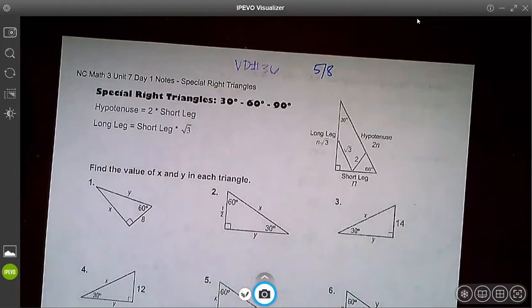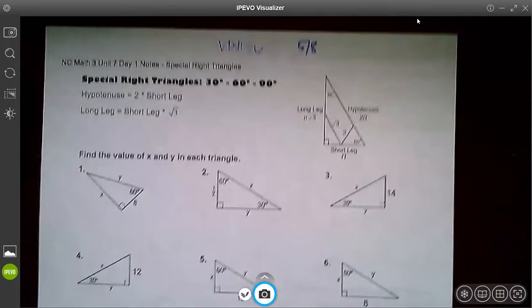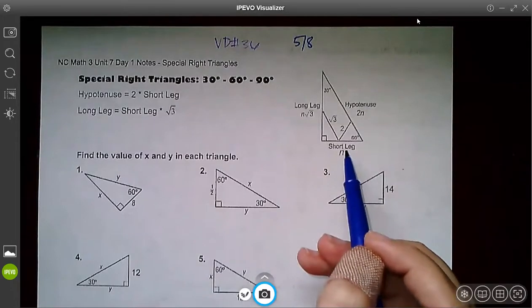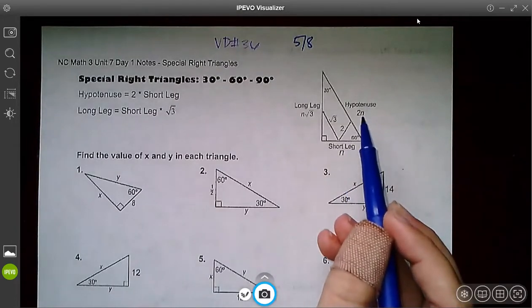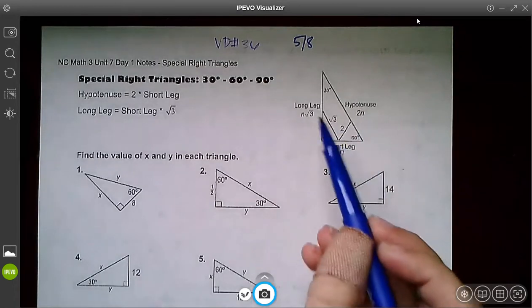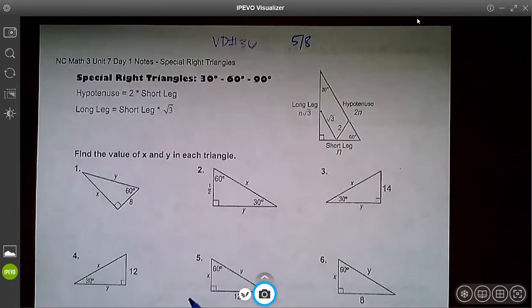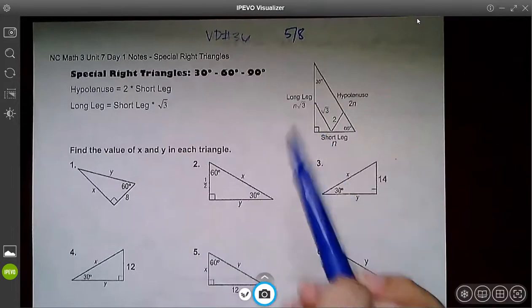Special right triangles. Right triangles are called special right triangles if they are a 30, 60, 90 triangle. That means they have a 90-degree angle, a 30-degree angle, and a 60-degree angle. Or a 45, 45, 90 triangle, with a 90-degree angle and two 45-degree angles. They follow this rule. The short leg is always x, so whatever the value of our short leg is, you can find your hypotenuse by doubling it for 30, 60, 90, and you can find your long leg by taking that short leg and multiplying it by the square root of 3. So we are just going to use this rule.